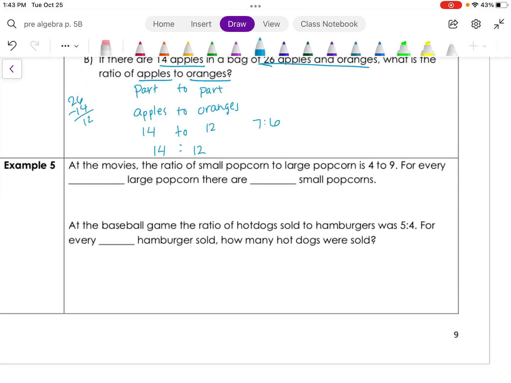Last example, at the movies, the ratio of small popcorn to large popcorn is 4-to-9. For every blank large popcorn, there are blank small popcorns. Well, if the ratio of small popcorn to large popcorn, small to large, is 4-to-9, that means I've got 9 large and 4 small. So for every 9 large popcorns, there are 4 small popcorns.